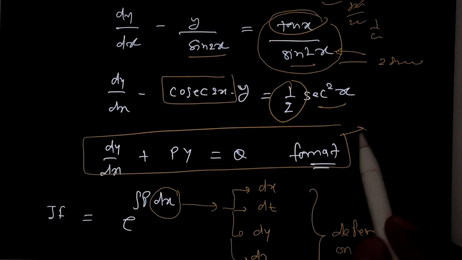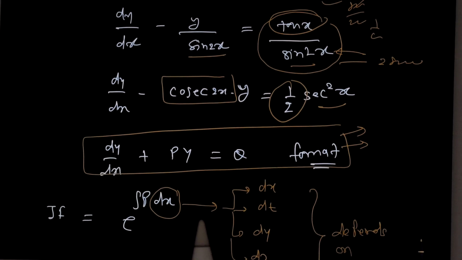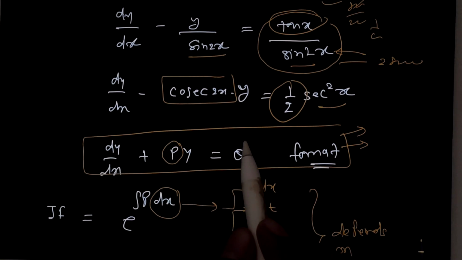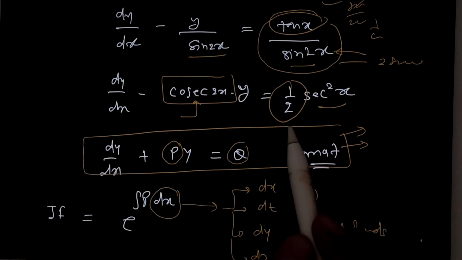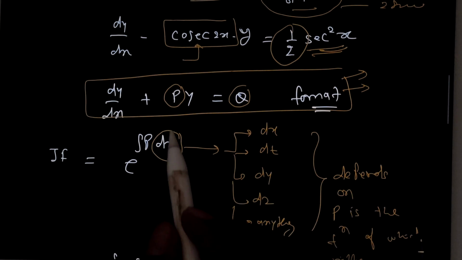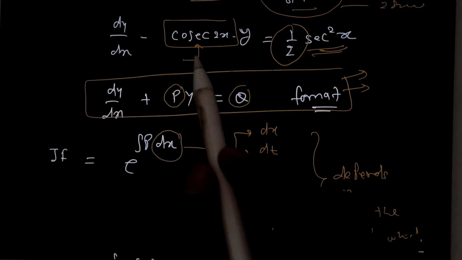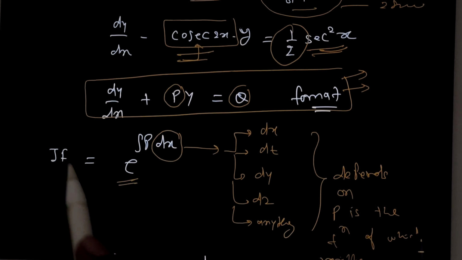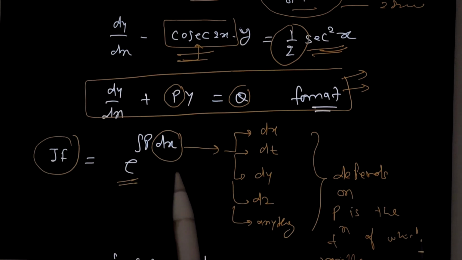Now in this format, whenever a numerical is given, we always identify p and q. So this cosec 2x is my p and sec square x is my q, right? So this p value is your cosec 2x. So here you will write the integrating factor.